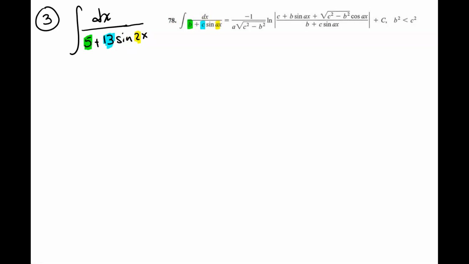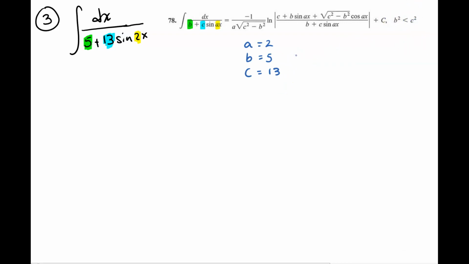All right, so we've got everything down that we need. A is 2, B is 5, and C is 13. It's got this special note here that B squared should be less than C squared, and that checks off. So we're good to go.